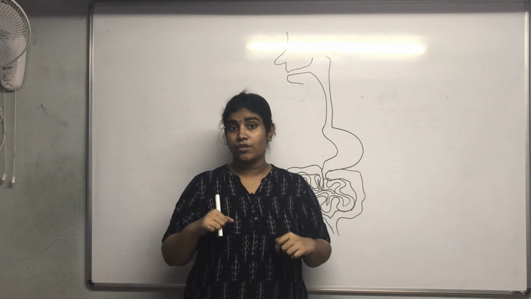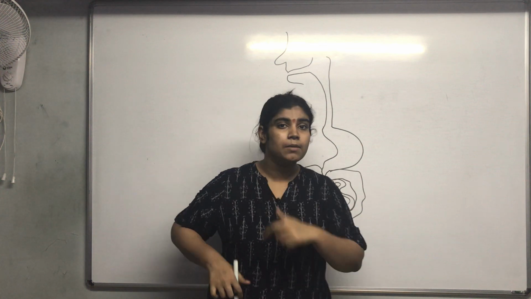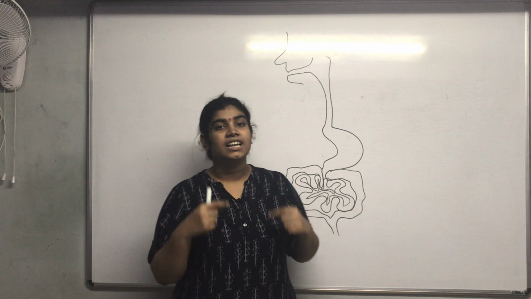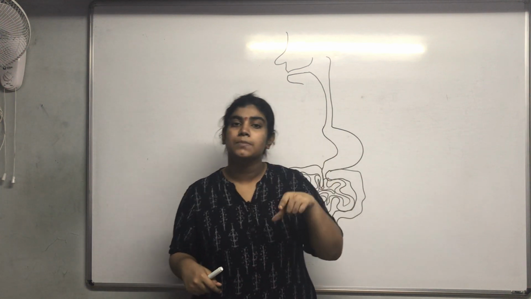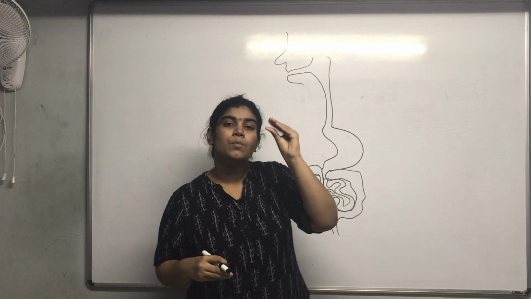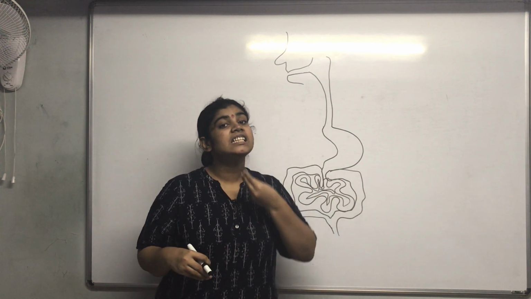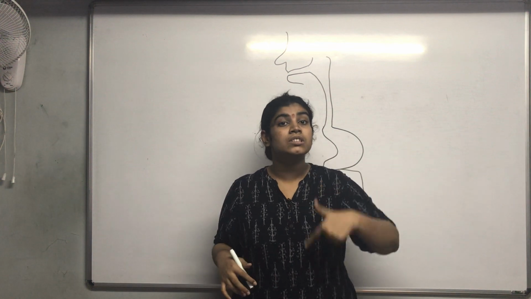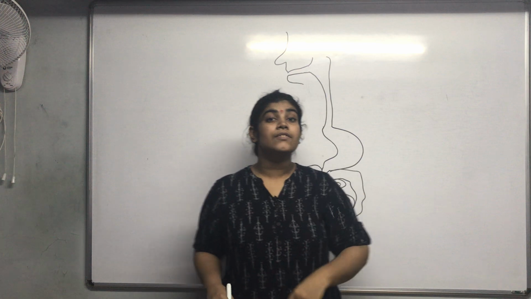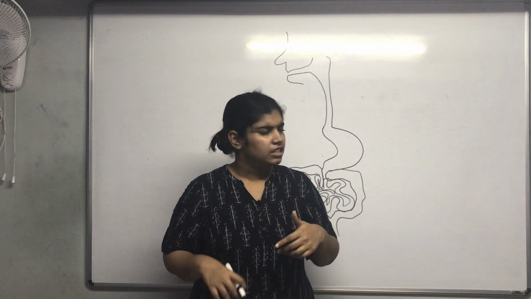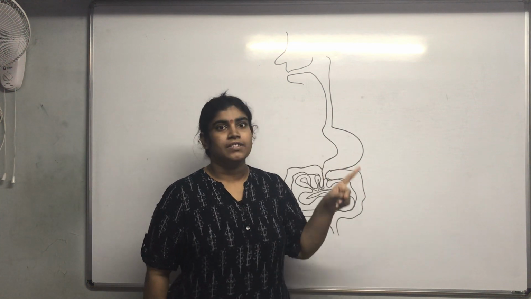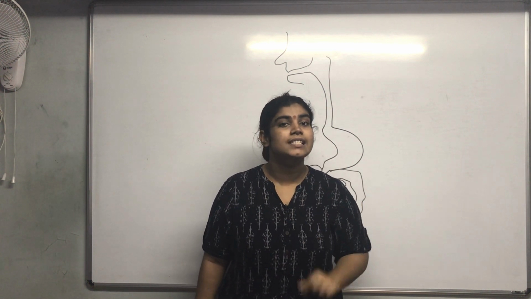So the first thing that happens is the physical breakdown in our mouth via, yes, you are right, via the teeth. The mastication is the process wherein the teeth chew the food and make a small bolus-like substance which is easy for us to pass through the alimentary canal. Now the next thing that happens is the chemical breakdown. The very first chemical breakdown that happens in your body is via the salivary amylase that breaks down starch.